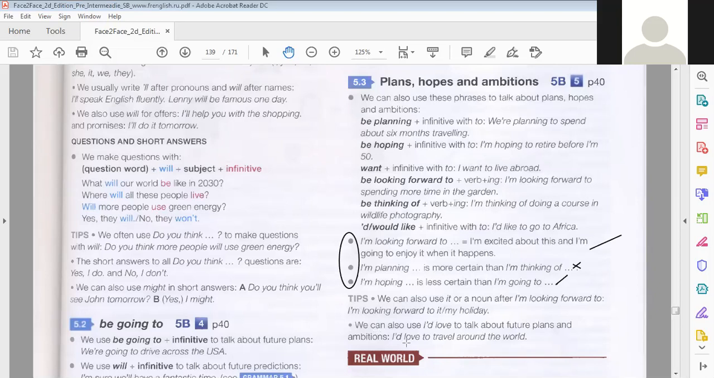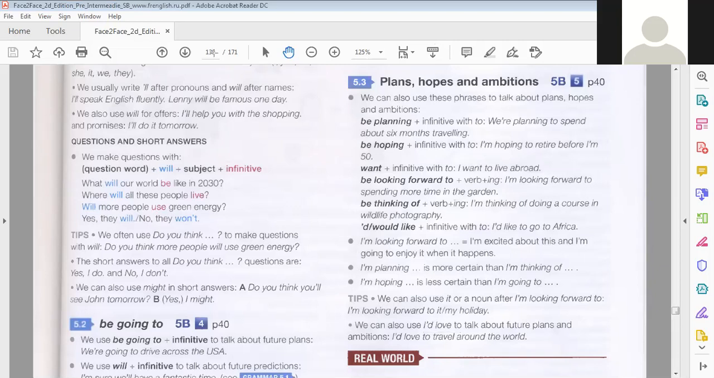All right. So this is, I think, clear. If you say I'd love, you can also talk about things you'd like to do in the future, right? Just use the infinitive after I'd love. I'd love to talk. I'd love to travel. I'd love to visit. I'd love to study English. All right, so this is clear.